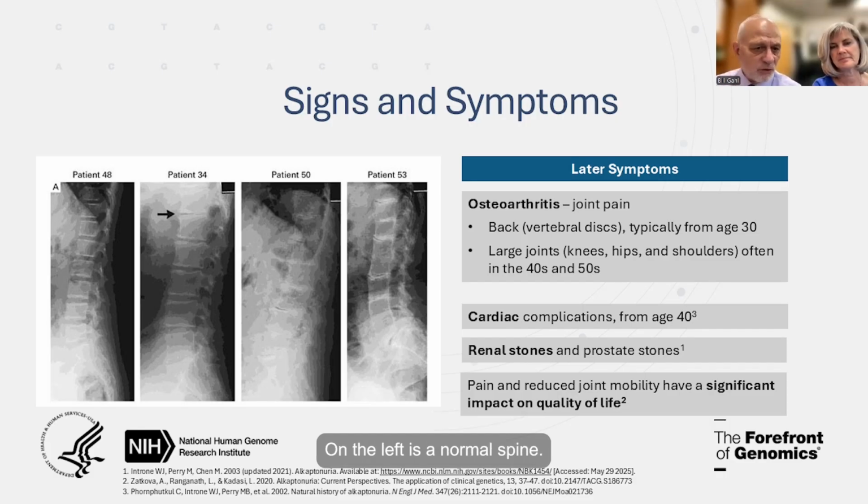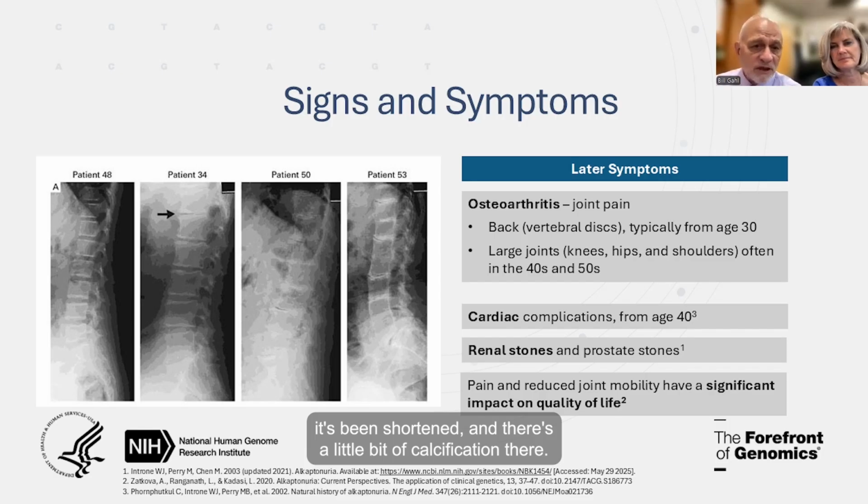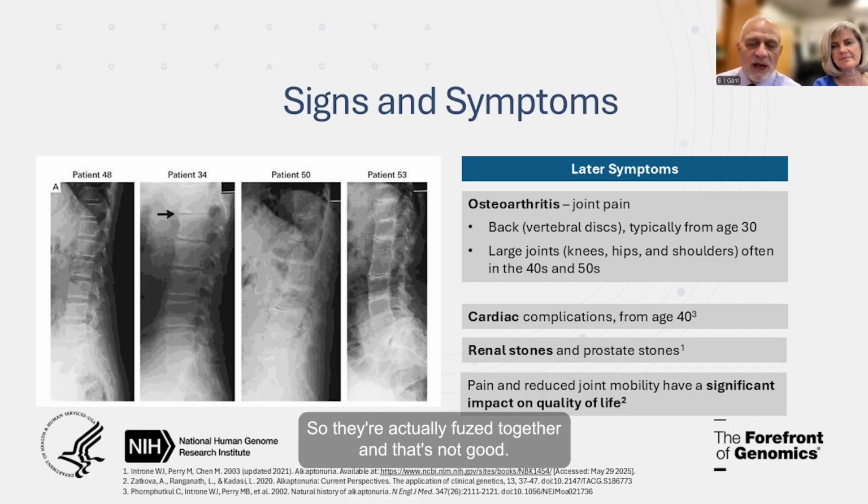On the left is a normal spine. The second one from the left shows, where the arrow is, that the intervertebral disc space has been reduced. It's been shortened, and there's a little bit of calcification there. In the one to the right of that, this has occurred in all of their intervertebral discs, and it's worse. And finally, in the one on the right, there's fusion in the middle two vertebrae, so they're actually fused together. And that's not good. So this causes pain and decreased mobility.